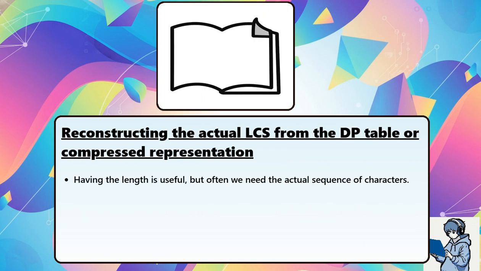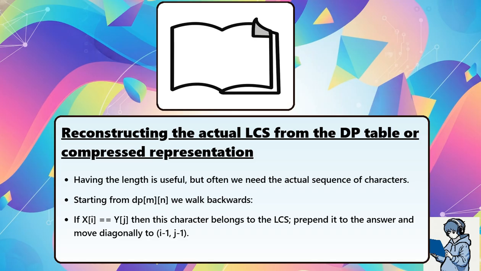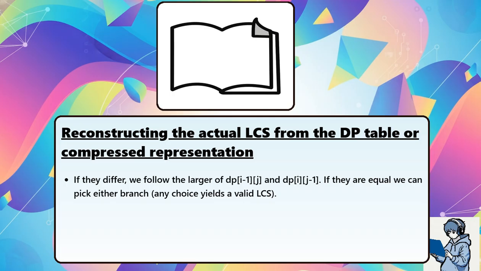Having the length is useful, but often we need the actual sequence of characters. Starting from dp[m][n], we walk backwards. If x[i] equals y[j], then this character belongs to the LCS. Prepend it to the answer and move diagonally to i-1, j-1. If they differ, we follow the larger of dp[i-1][j] and dp[i][j-1]. If they are equal, we can pick either branch. Any choice yields a valid LCS. We repeat until we reach a cell in the first row or column.